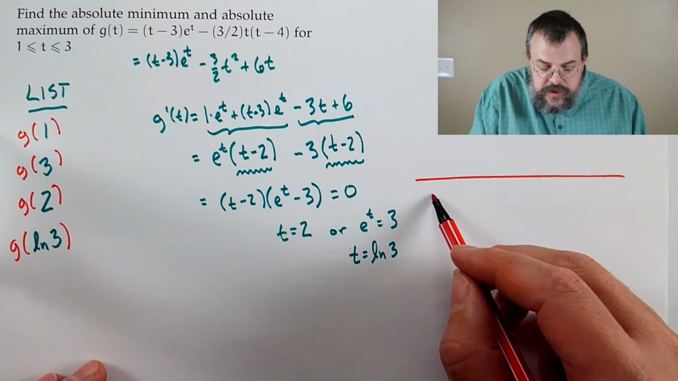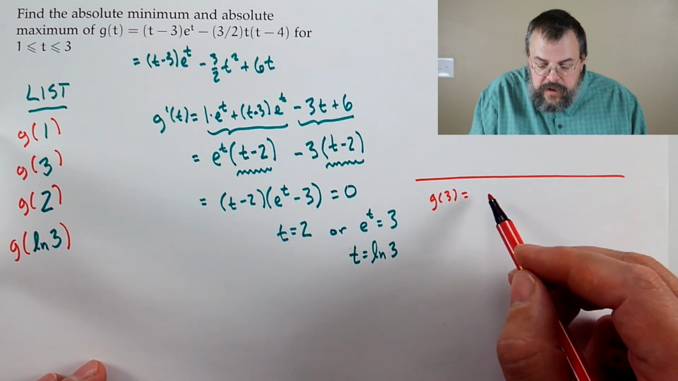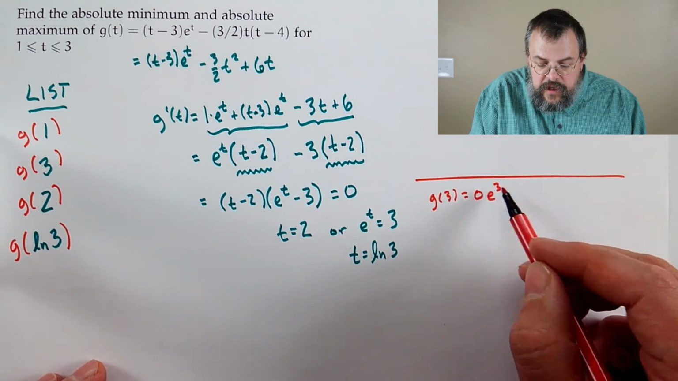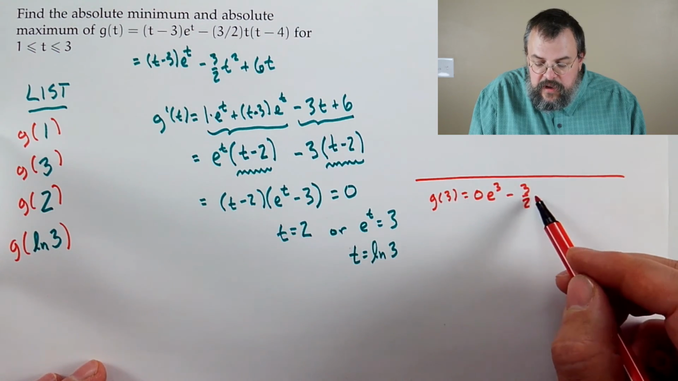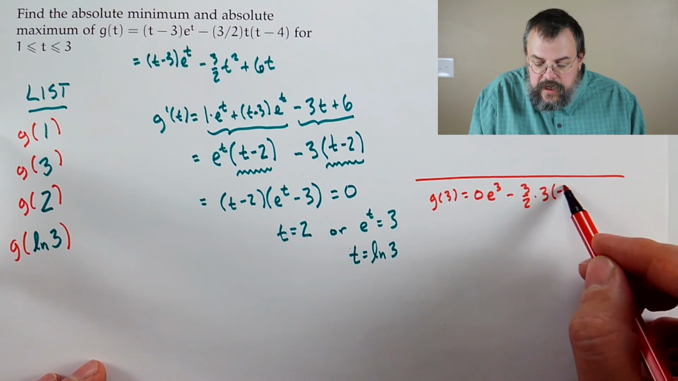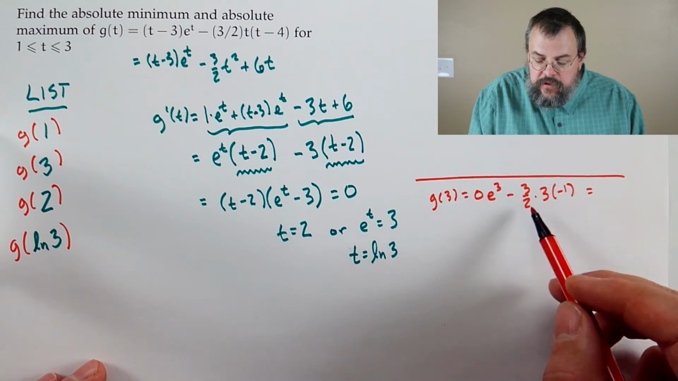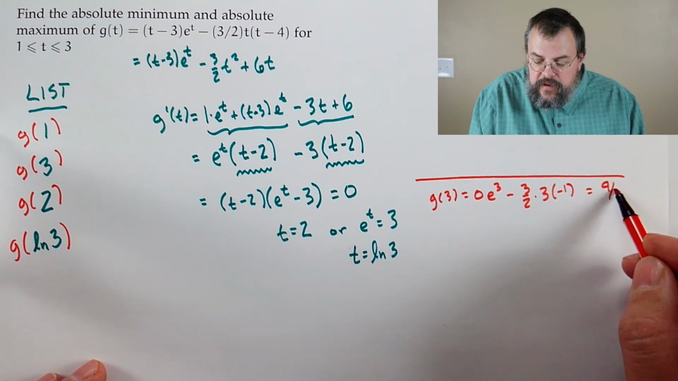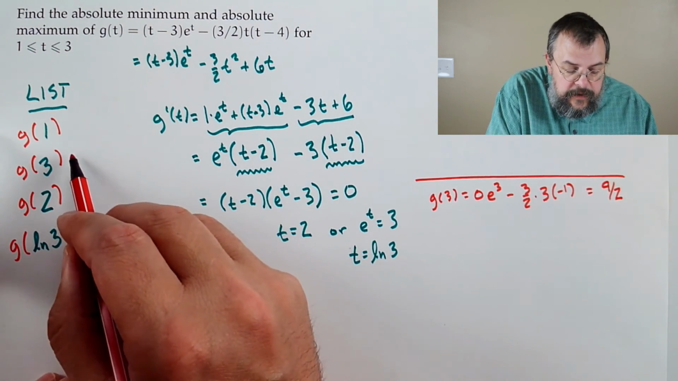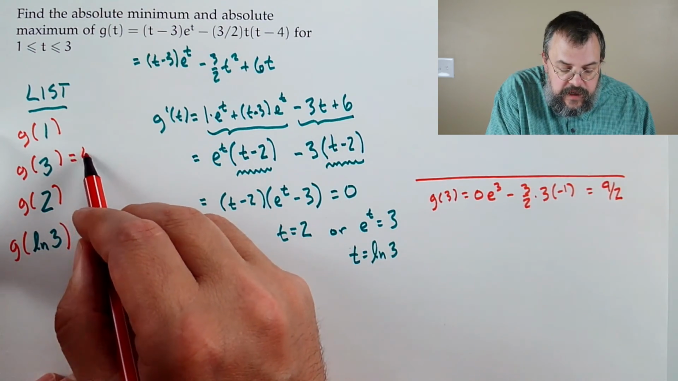All right, so g of 3 will be 0 times e to the 3, then minus 3 halves times 3 times negative 1. Well, the minus makes a plus. 3 halves times 3 is 9 halves. Okay, so g of 3 is 9 halves. We can even say that's about 4.5.